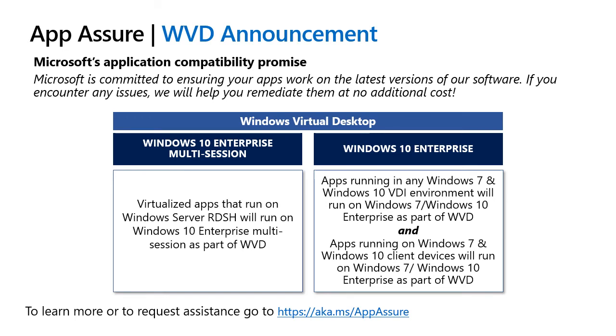we've also made, in parallel with the Windows Virtual Desktop service availability announcement, a program called App Assure. This is our commitment to ensure that your apps work on the latest version of our software. If you encounter issues, we will help you remediate them at no additional cost. So this will put at ease any concerns you may have, like, I don't want to move to Windows 10 because I have applications that are currently running on Windows 7 and I'm not sure if they're going to work.